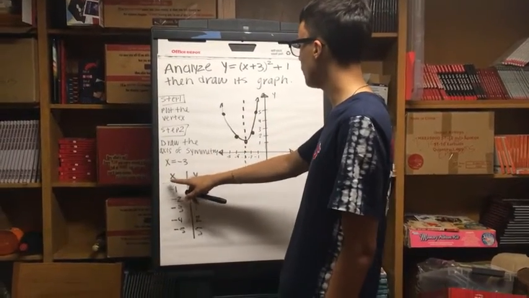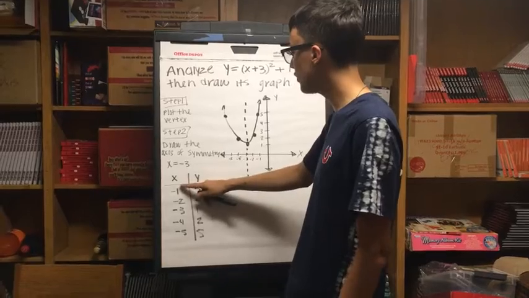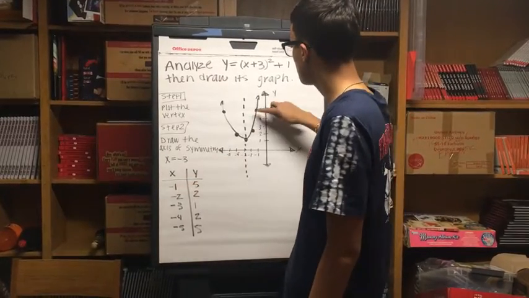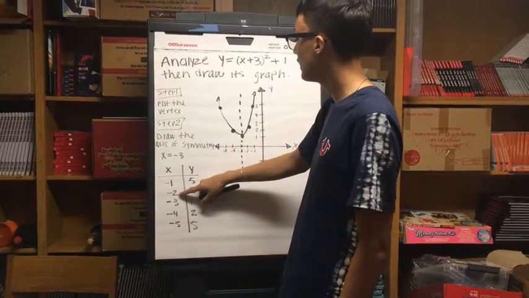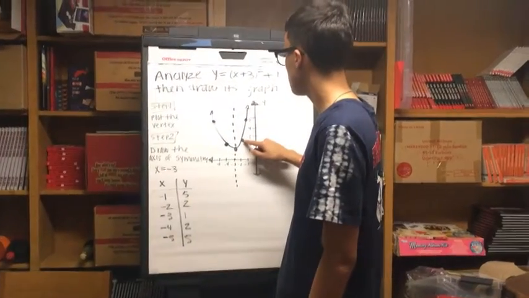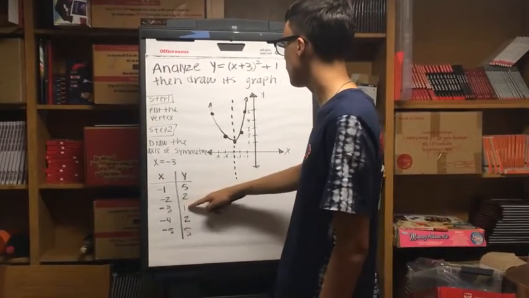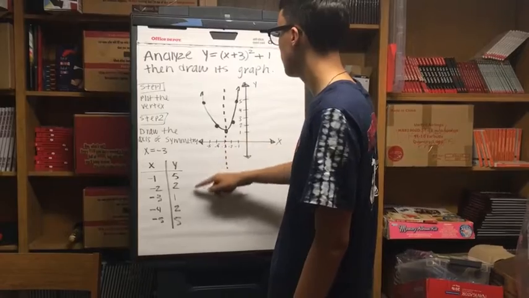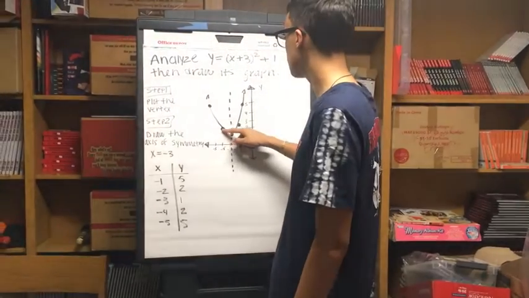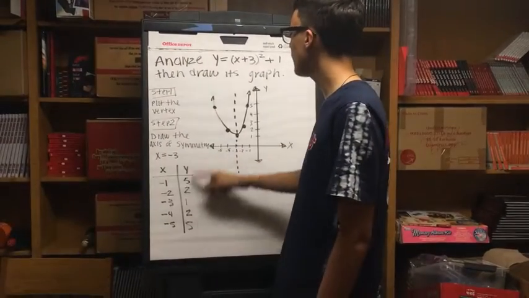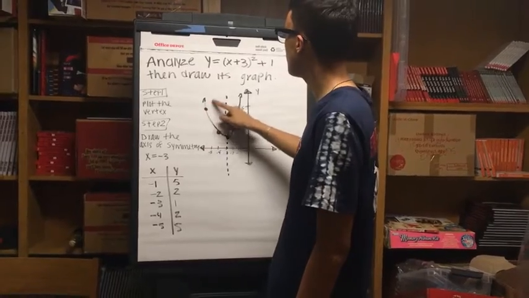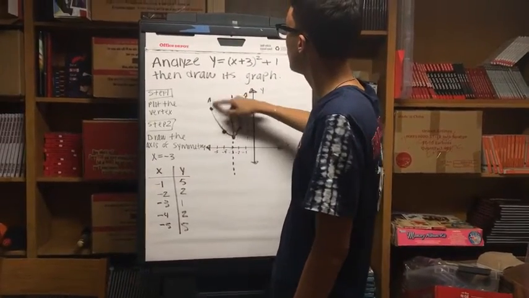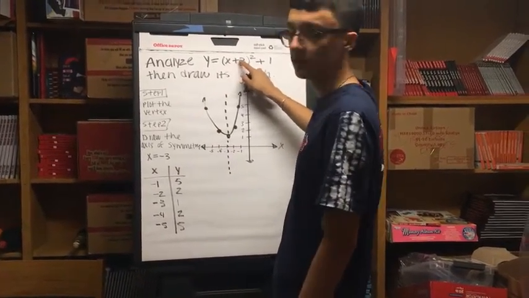And then I'm going to plot the numbers from the table, which is going to be -1 and 5, which is right here. -2 and 2, which is right here. -3 and 1, which is the vertex. -4 and 2, which is right here. And -5 and 5, which is right here. And that's how to analyze and draw this equation.